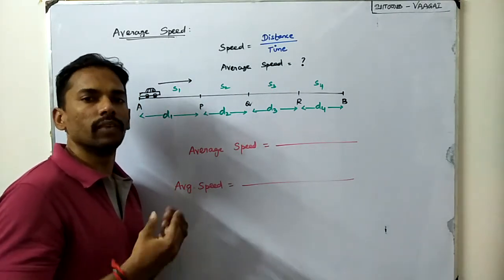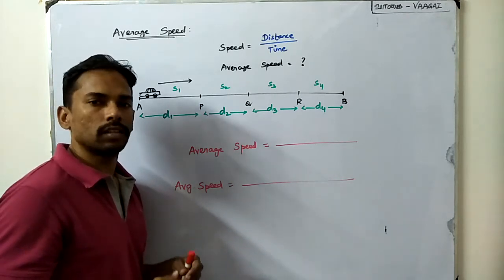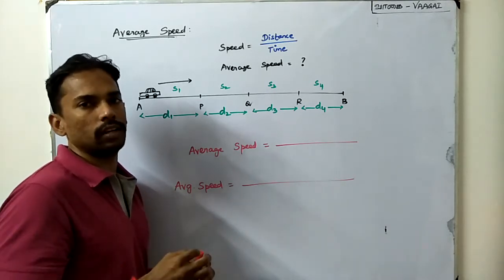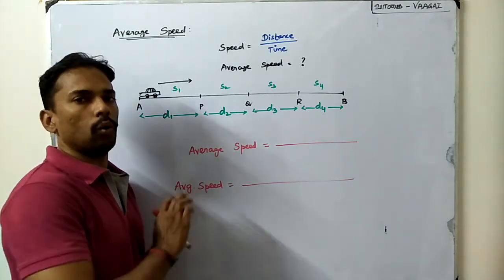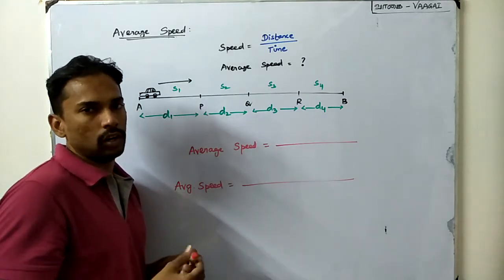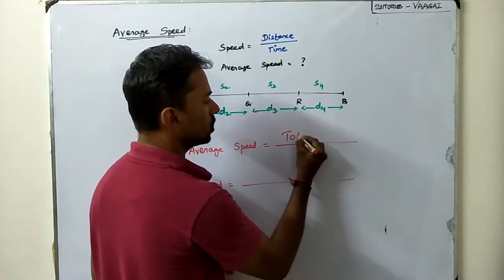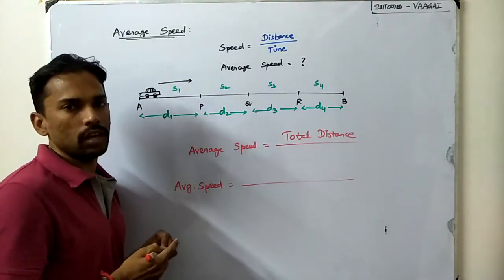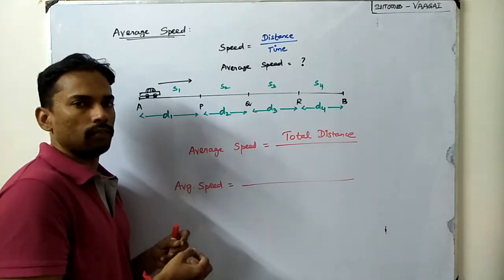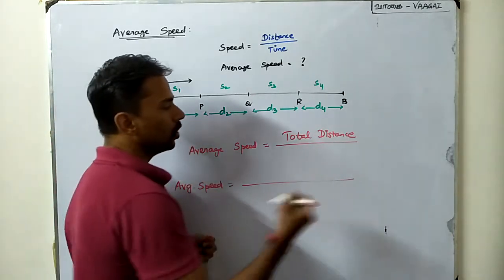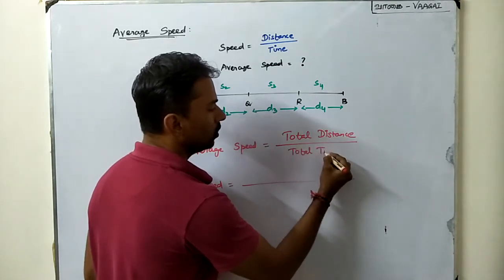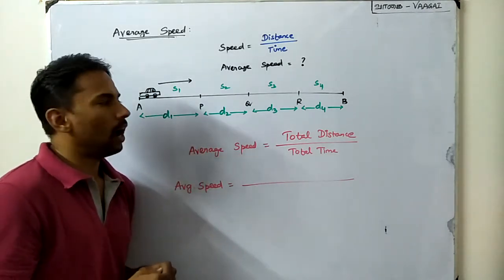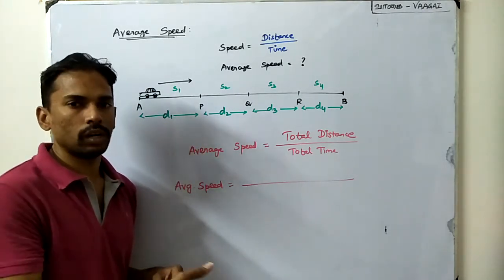In this situation we can calculate the average speed, but the task is how we are going to calculate it. What we can do is first see how much distance the car travels overall, that is, we need to find the total distance first. This total distance is divided by the total time it takes to travel from A to B. So we need the total time. When we divide the total distance by the total time, we will obviously get the average speed. Now let us try to calculate the average speed for this case.